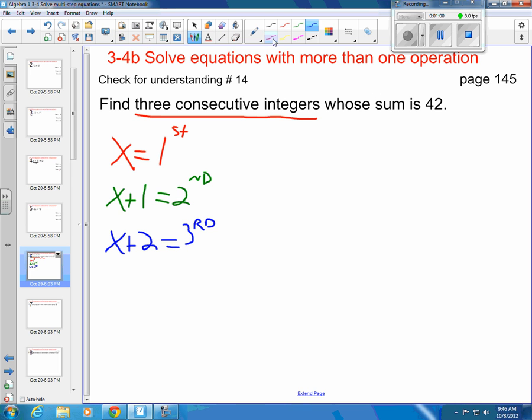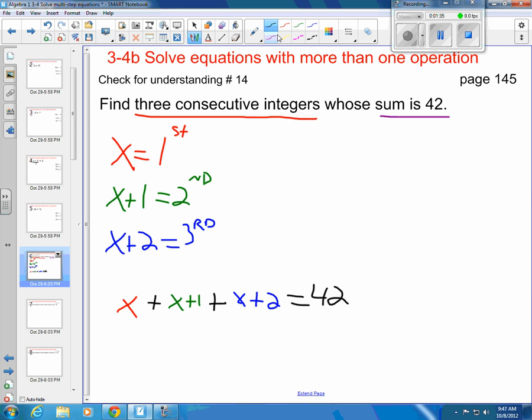And then our part here, it says the sum is 42. So that means I've got to add my 3 numbers together. And when I add them together, I'm going to get 42. So let me take my first integer, x, and then I'm going to take my second integer and add it, plus x plus 1. And then I'm going to add my third integer, and that's x plus 2. And the sum of that is equal to 42.